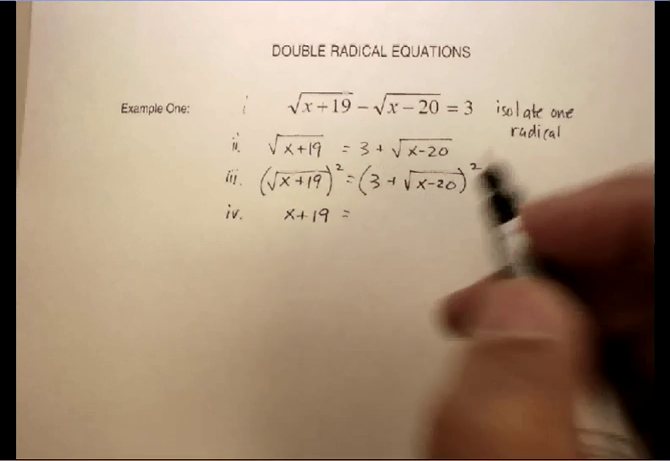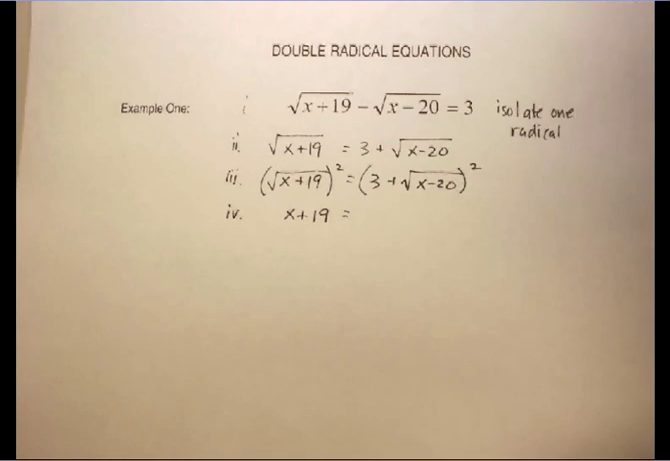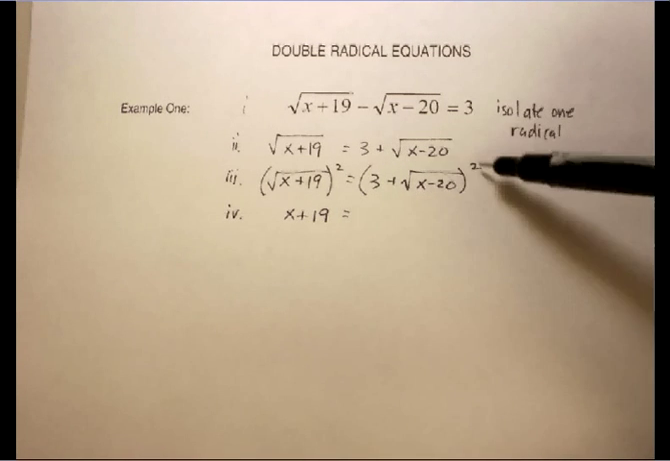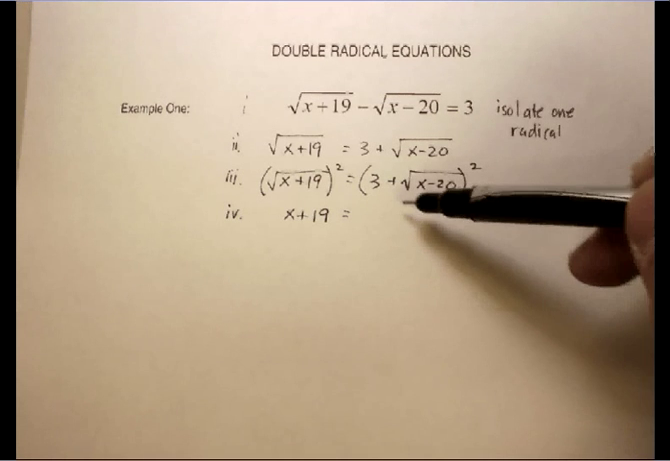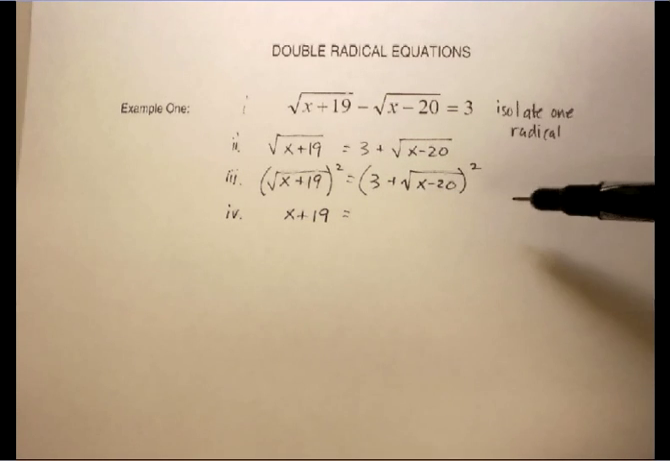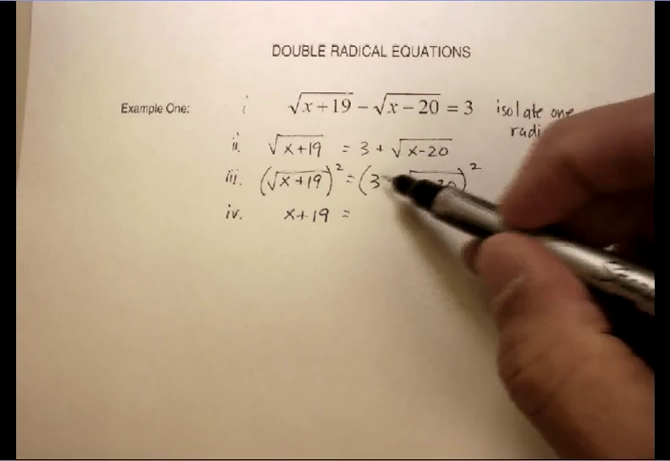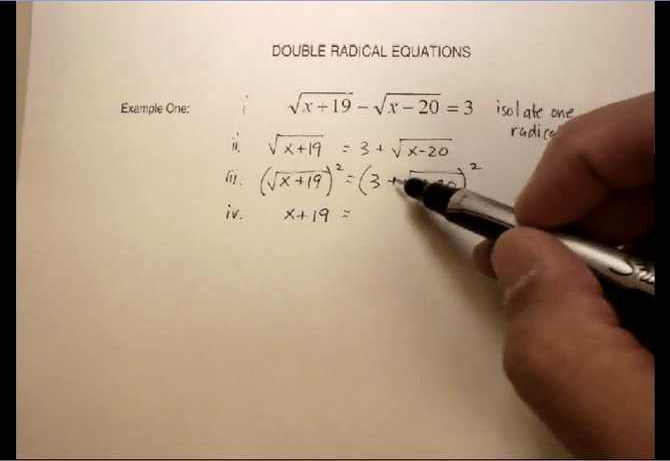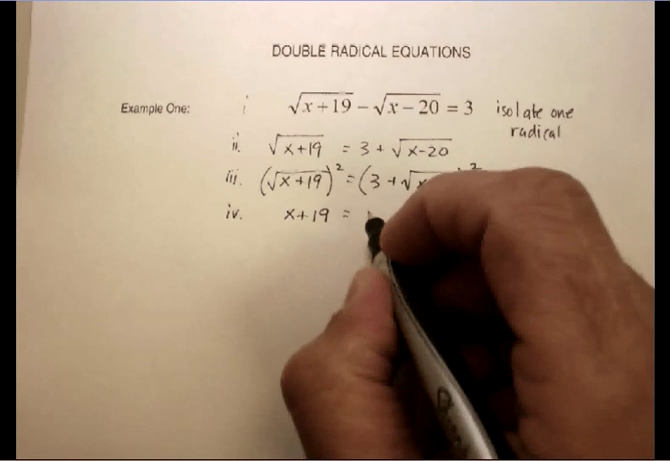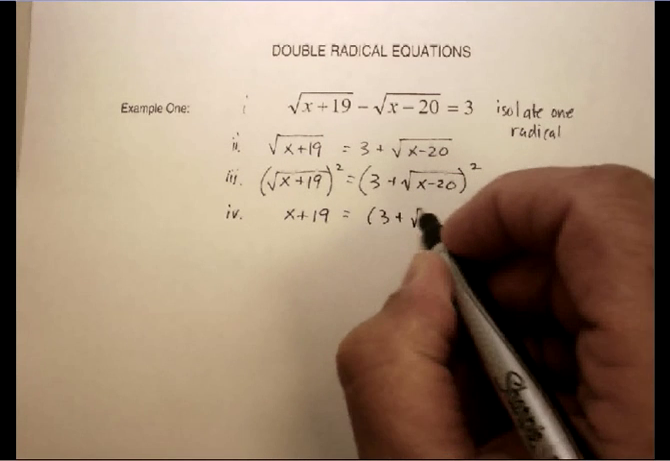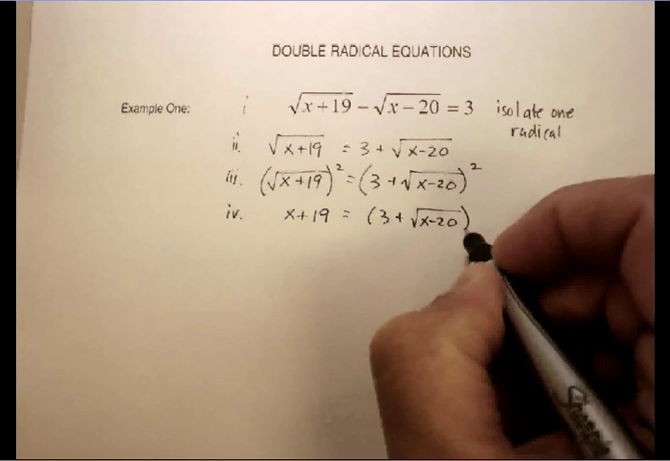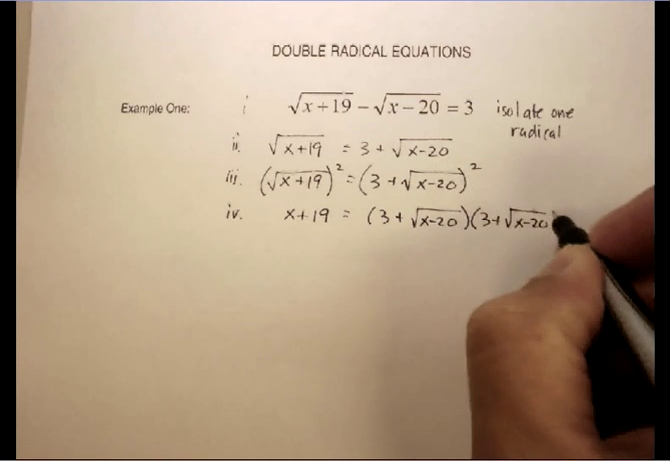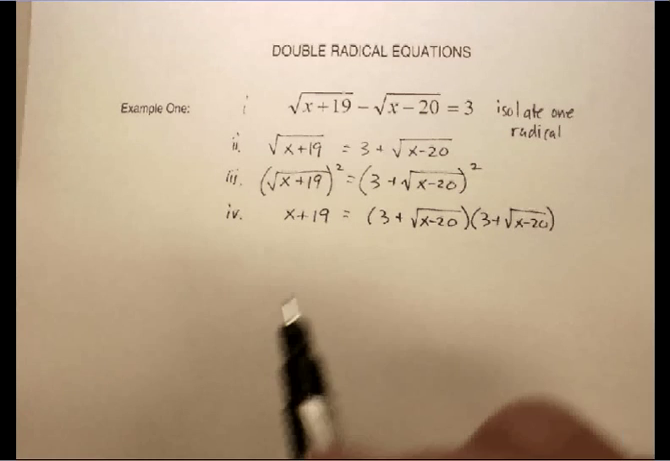Now you have to be careful here, and this is where people make the majority of their mistakes. They think that by squaring this, you can square the 3 and square this and come up with 9 plus x minus 20. And you can't do that, because what you're squaring here is the whole binomial in a sense. This is a binomial because it's 3 plus something. So what you're doing is FOILing. Make sure that you understand that concept and do it correctly. Too many people, like I said, square the individual parts, and you can't do that.